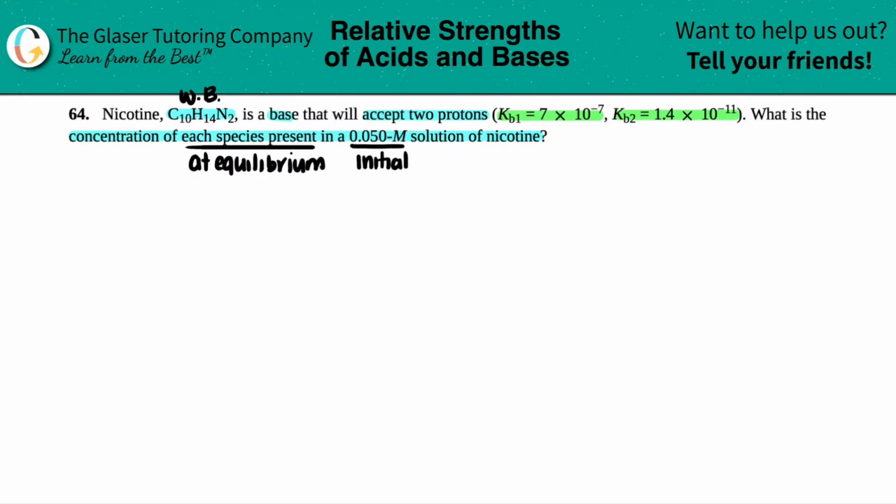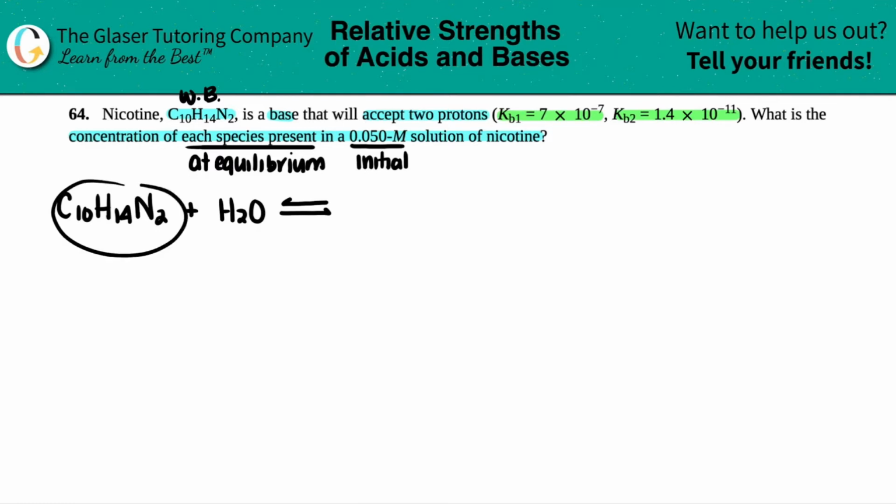So let's start it off. We're dealing with the base, so we're going to do C10H14N2. They're saying it's a base, so I have to add water. With bases, you always have to add water to your balanced equation, or else the equation is not going to be balanced correctly. This is a weak base, so it's at equilibrium. And remember, bases will accept a proton, but it could only accept 1 at a time.